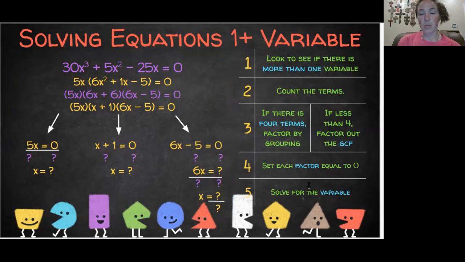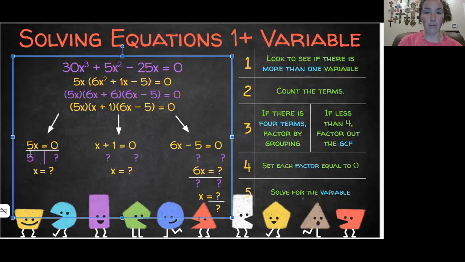Then from here, we're supposed to solve for the variable. So again, we reverse the story of x. So this is 5 times x, so the opposite would be to divide by 5. And if I do that, 0 divided by 5 is still 0. For this one, we could subtract 1 on both sides. So then 0 minus 1 would be negative 1.